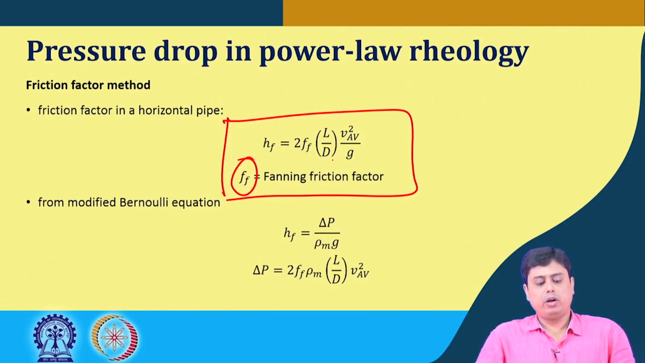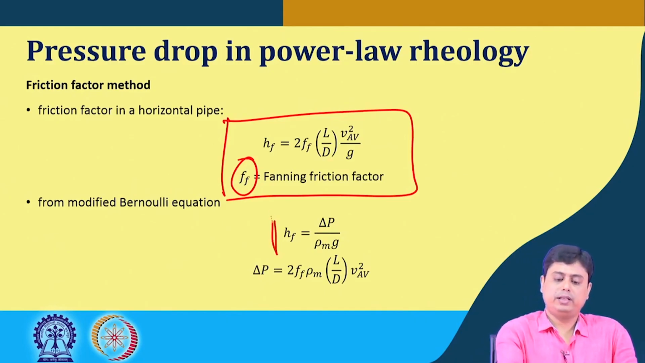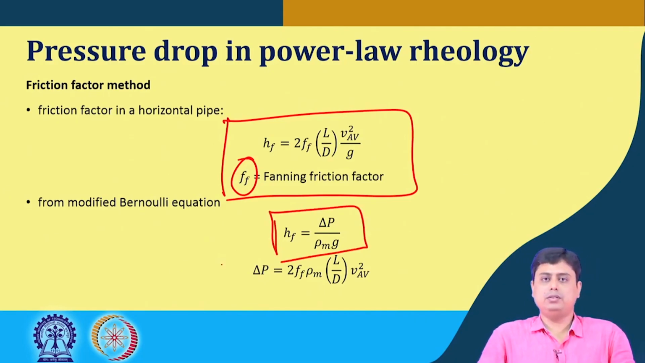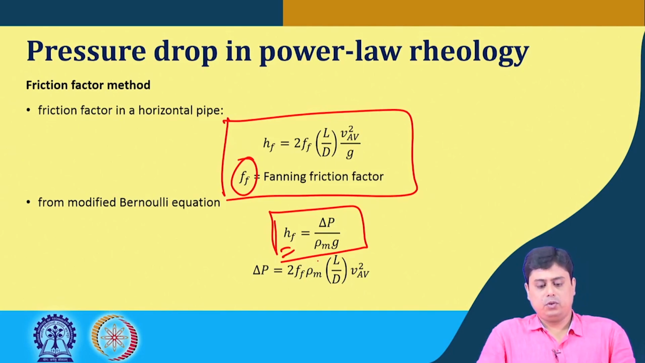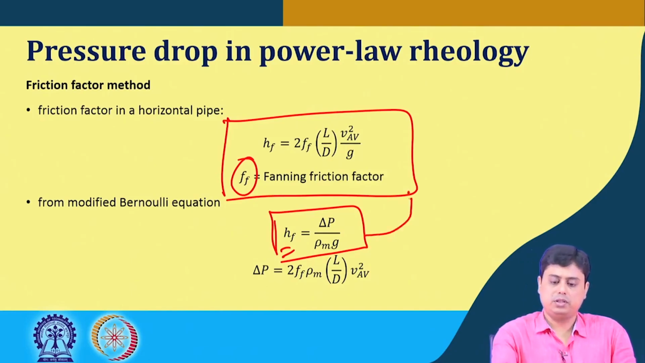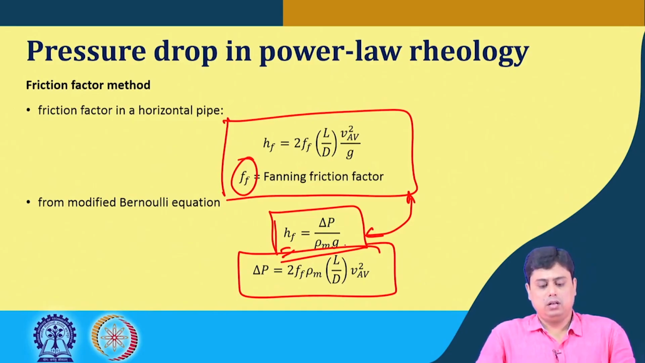Now also from the modified Bernoulli's equation, in the case of this horizontal flow, we know how the frictional head loss and the pressure drop are related. This head loss basically has the unit of length. Rho m is the mixture density. So, from these two expressions we have delta P and the Fanning friction factor relation, which is also well known to us.